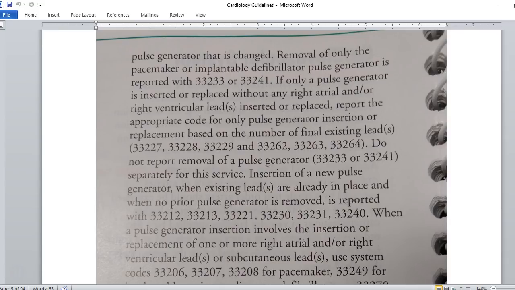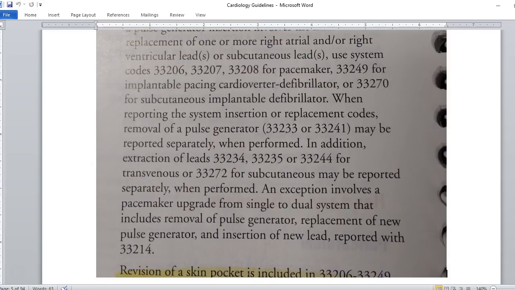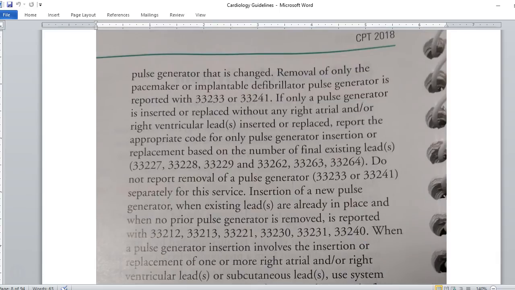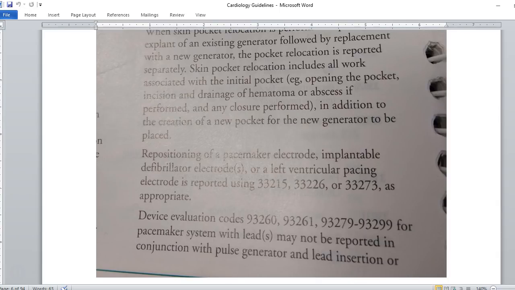So again, we need to know first, is this an initial, or is this a repair or a replacement or an upgrade? If it's an initial, it's going to be in one section. If it's a repair or an upgrade or reimplantation, then we're going to have other codes for this. And as you can see here, it says repositioning of pacemaker electrode and implantable defibrillator electrode or left ventricular pacing electrode. Again, this is just more information going into what codes go with where.